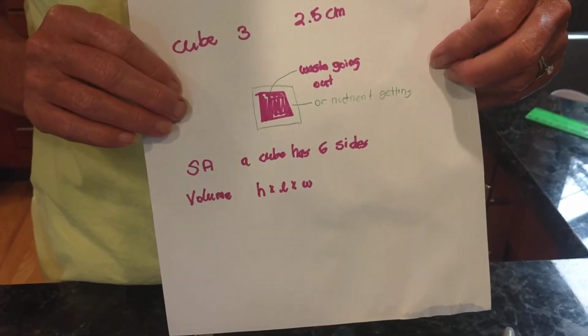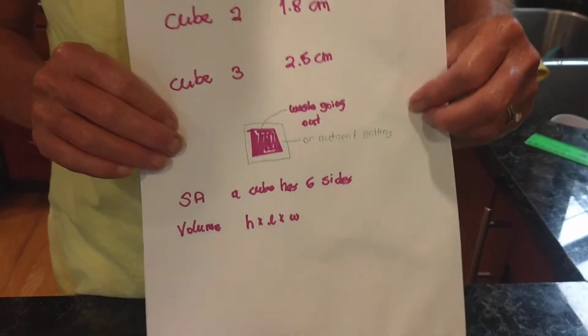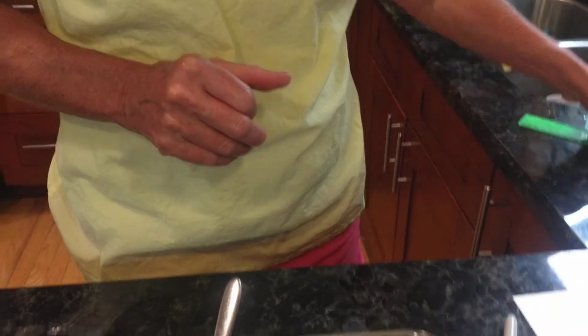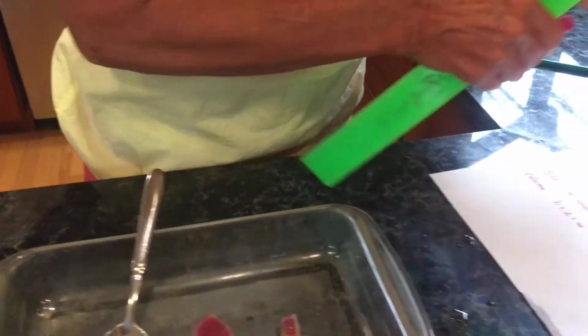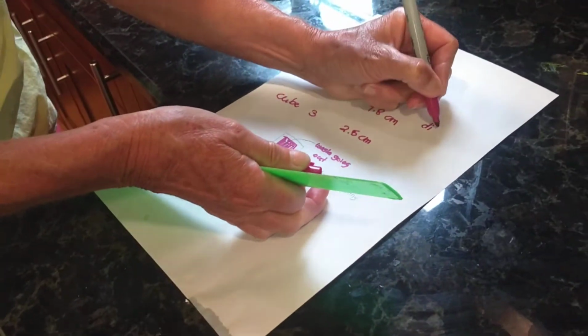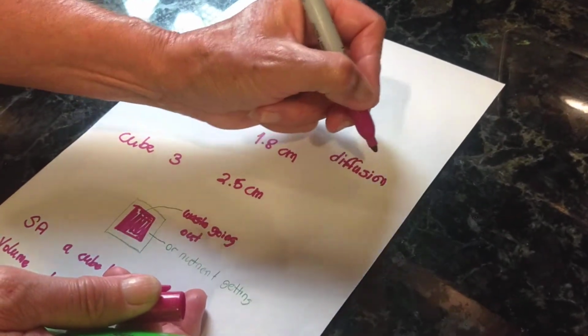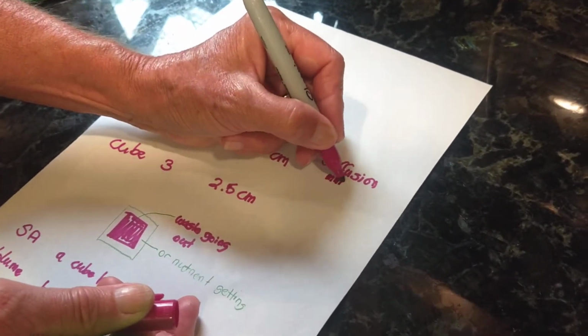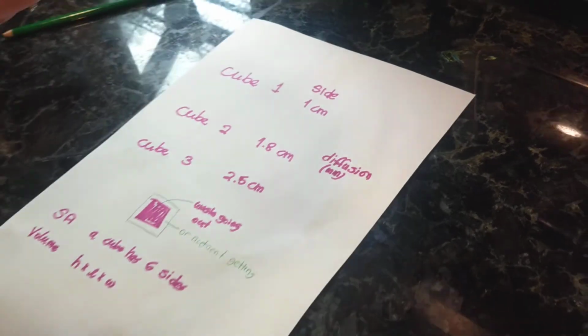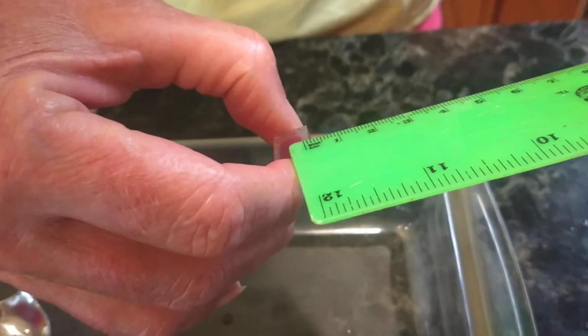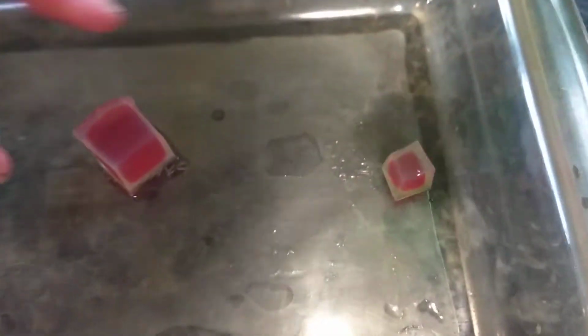So what we're going to do now is we're going to look at the diffusion. Okay, how much has it diffused? So I'm going to put it on here. Diffusion, and that's going to be in millimeters. I'll hold that up later too. I'm going to try to get a whiteboard too. So I'm going to measure here in millimeters. So this is about 2 millimeters.